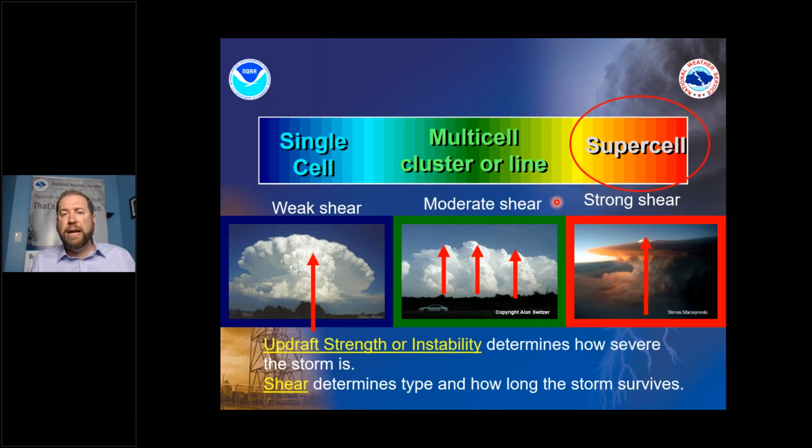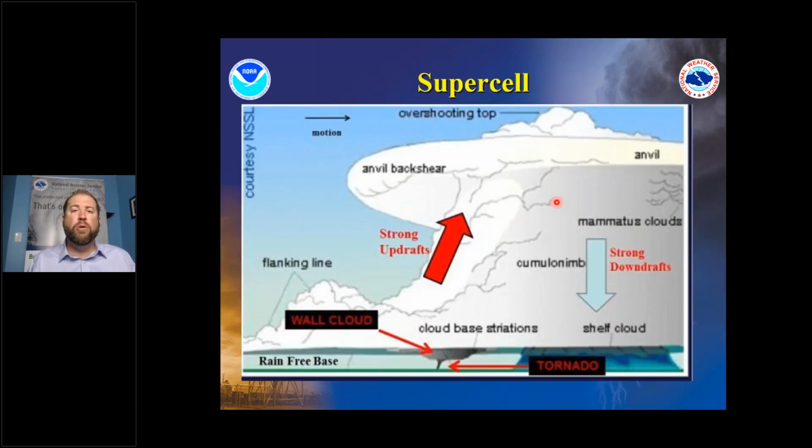At the far right end of the spectrum, you don't have to have a supercell for a tornado, but we'll kind of go into it since it's a severe weather class. This is the classic supercell, kind of reversed from the image I showed you before, but the concept is the same. Air ingested into the storm itself, and then the rain cooled air on the front side.